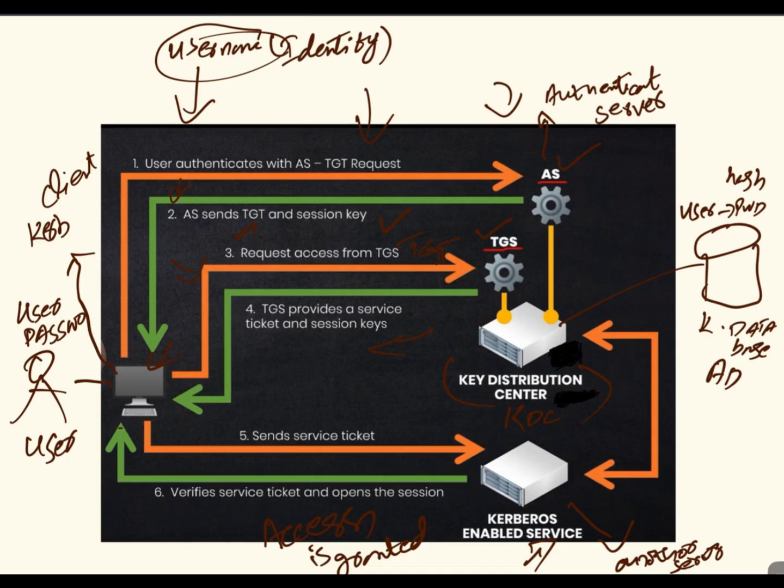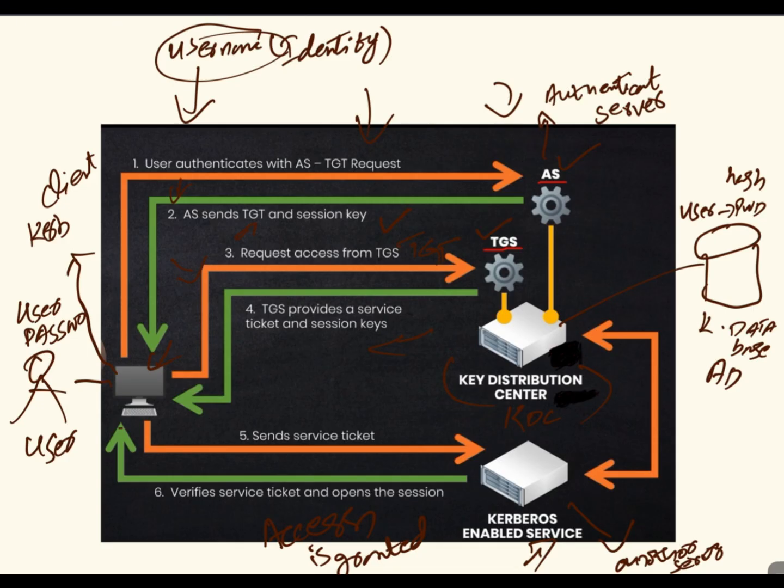If the client Kerberos is installed on the Windows OS, it happens in the background. Then the TGT is issued, and it is encrypted with TGS. Again, the client will send that TGT to TGS. TGS will decrypt it and see whether it is a legitimate ticket. Then it will issue a service ticket along with the session key, a completely new session key, and the client sends the service ticket to the Kerberos-enabled service, which might run on another server. It verifies the service ticket, opens the session, and then access is granted.